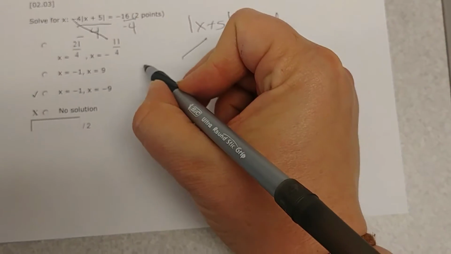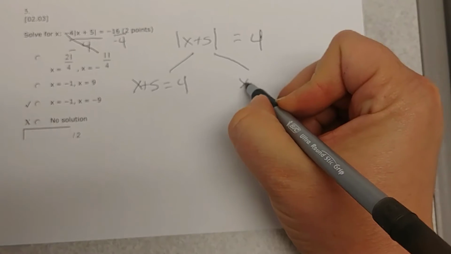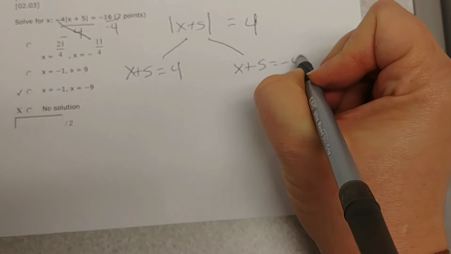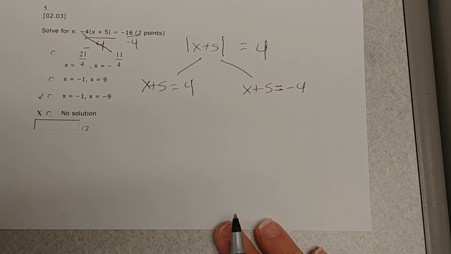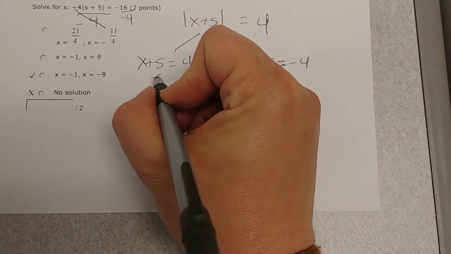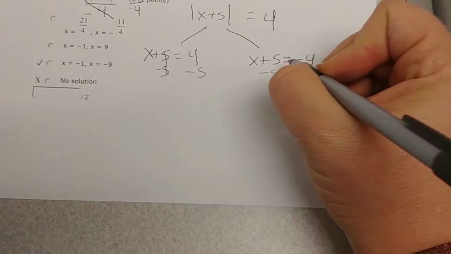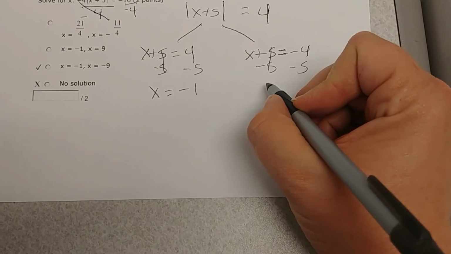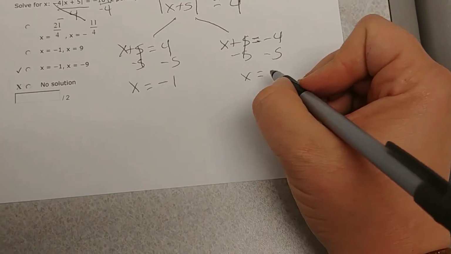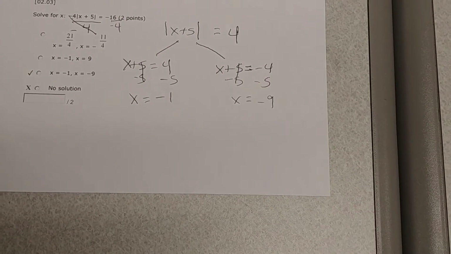So I split it at this junction. X plus 5 equals positive 4, and x plus 5 equals negative 4. We have to take into account both directions. And then I just solve. So I subtract 5 from each equation, and then that's going to get me my answer. So x is going to equal -1, or x is going to equal -9. So that's how you solve that one.